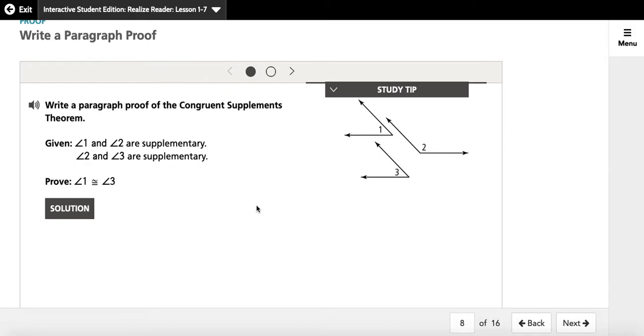So, again, we're going to prove what we just learned. We're going to be given that angle 1 and angle 2 are supplementary, and that angle 2 and angle 3 are supplementary. We have to prove angle 1 is congruent to angle 3.